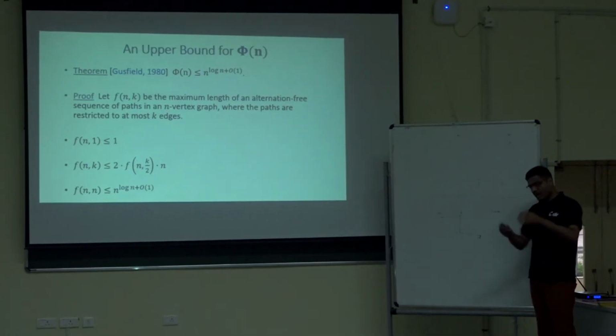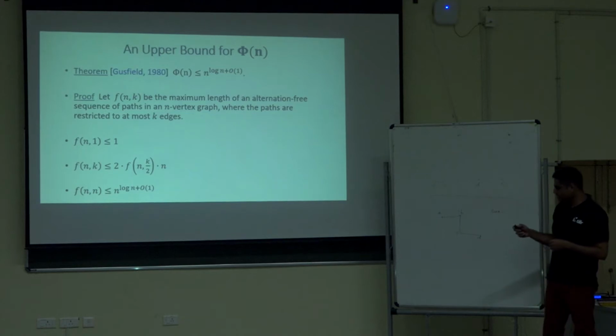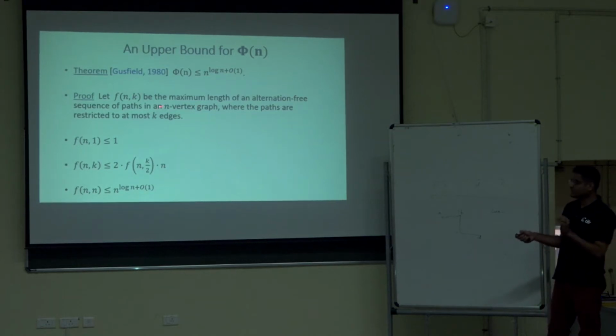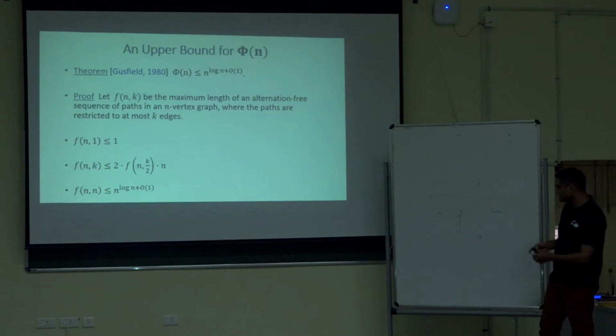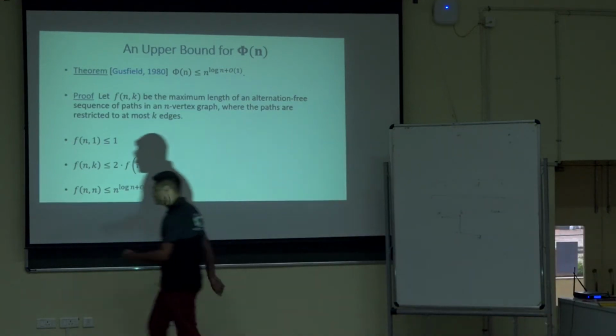Okay. You have a big alternation-free sequence and you want to provide an upper bound on this. So you restrict yourself to those paths which use at most k edges from the graph. Firstly, the base case is f of n comma 1 is 1, because for any two vertices there is either an edge between them or there is not. And we just quickly see why this recurrence holds.